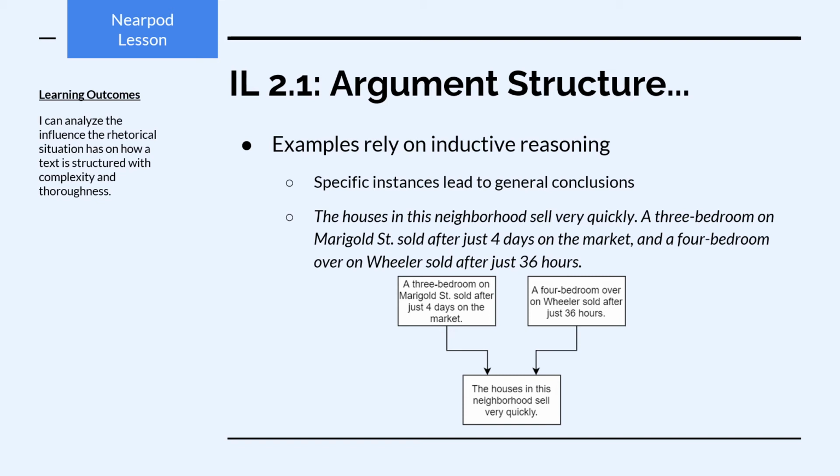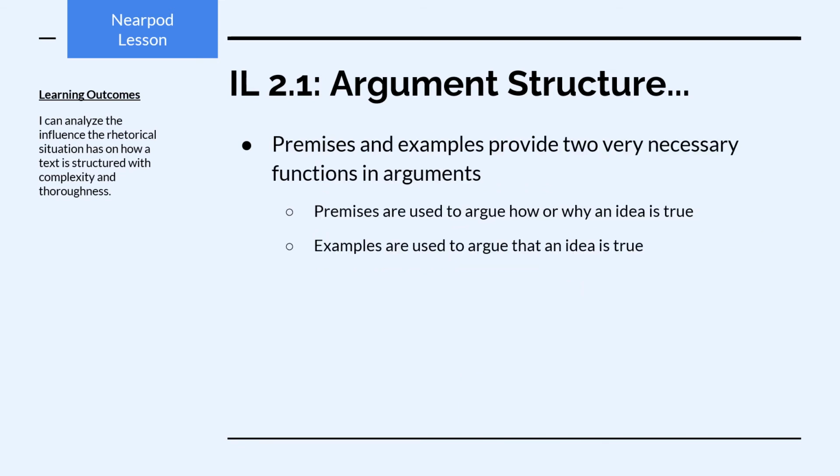So we would call these examples and not premises because they're specific instances and because they are demonstrating specific instances of what the claim is stating. Premises and examples provide two very necessary functions in arguments. Premises are used to argue how or why an idea is true, whereas examples are used to argue simply that an idea is true.